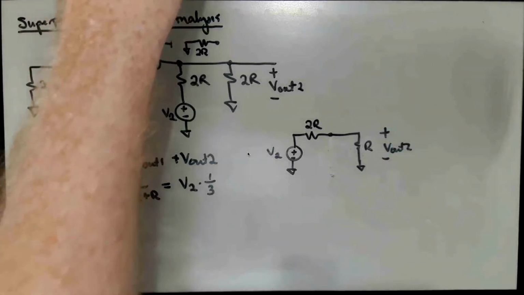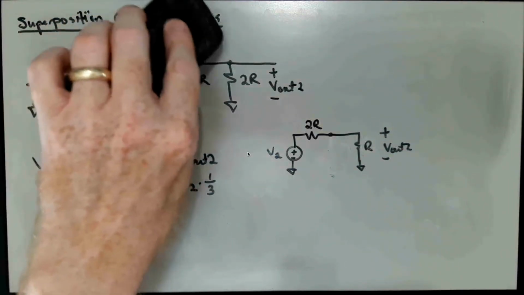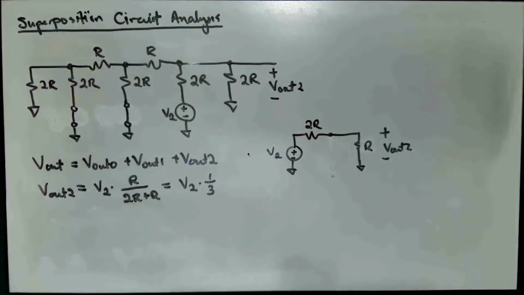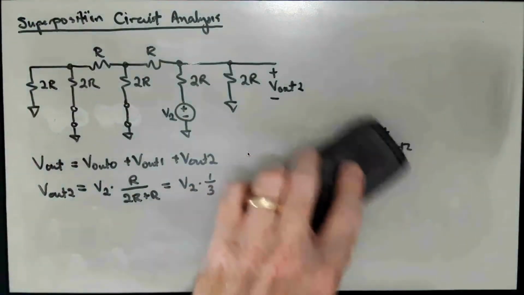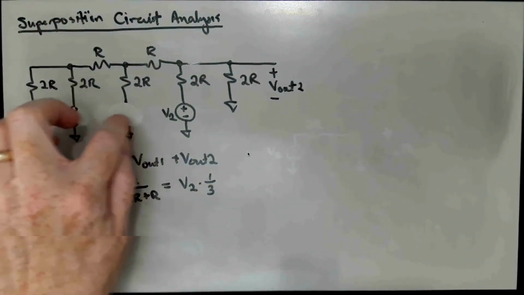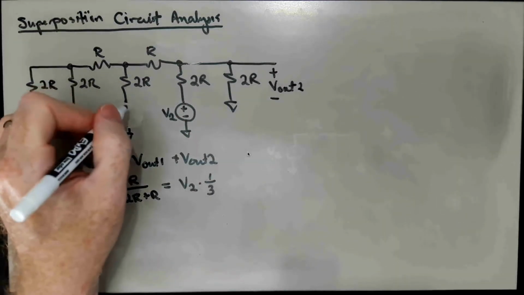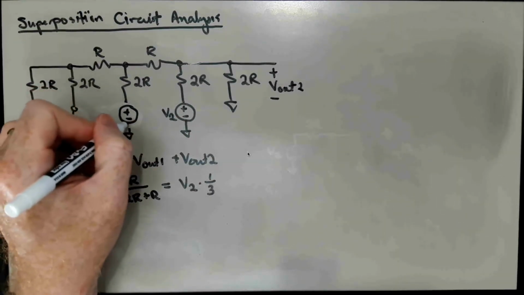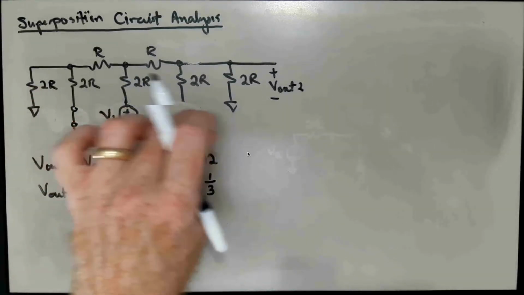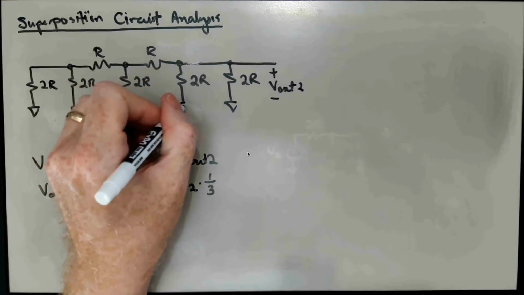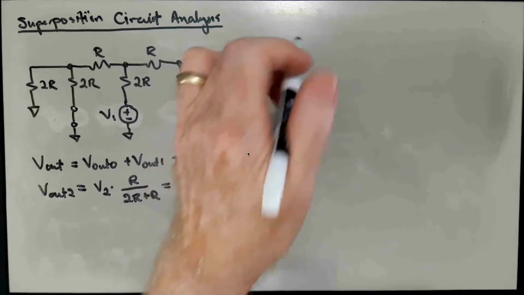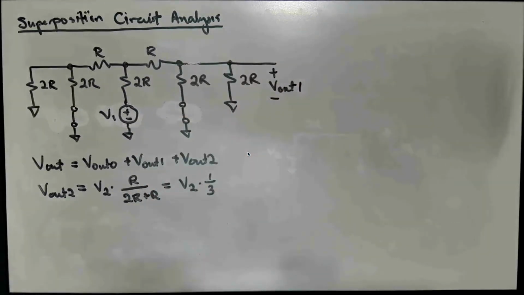Okay, well, that was reasonably painless. Now we're going to go on to V1. So we put V1 back, and we replace V2 with a short, like so. And we're interested in Vout 1.